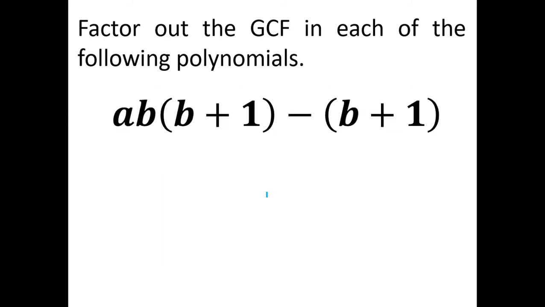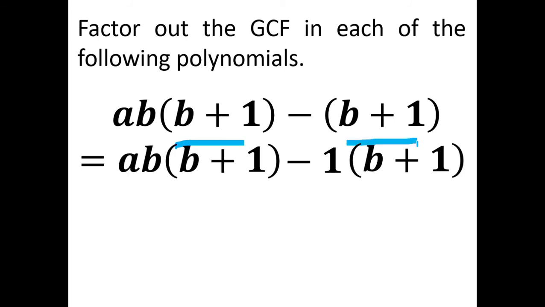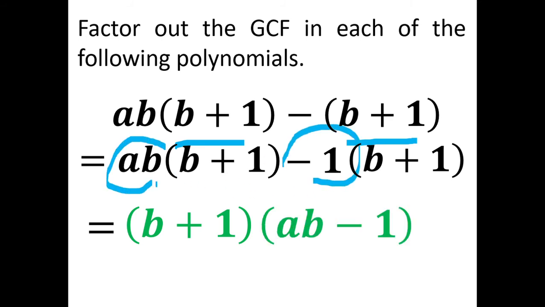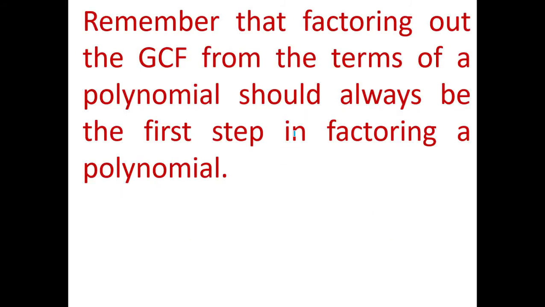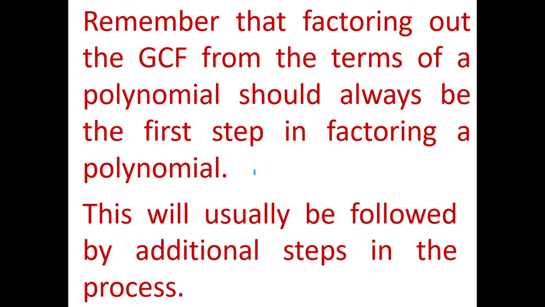Okay, ito naman. Ano na to? B plus 1, B plus 1. So, ang common factor nila is B plus 1, and then AB minus 1. Ayan, oh. AB minus 1. Di ba? Dali. Next. So, remember that factoring out the GCF from the terms of a polynomial should always be the first step in factoring a polynomial. Di ba? So, this will usually be followed by additional steps in the process.